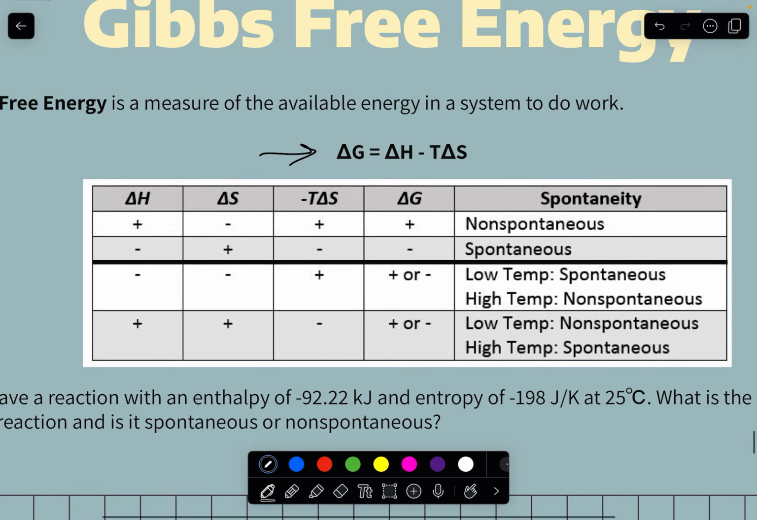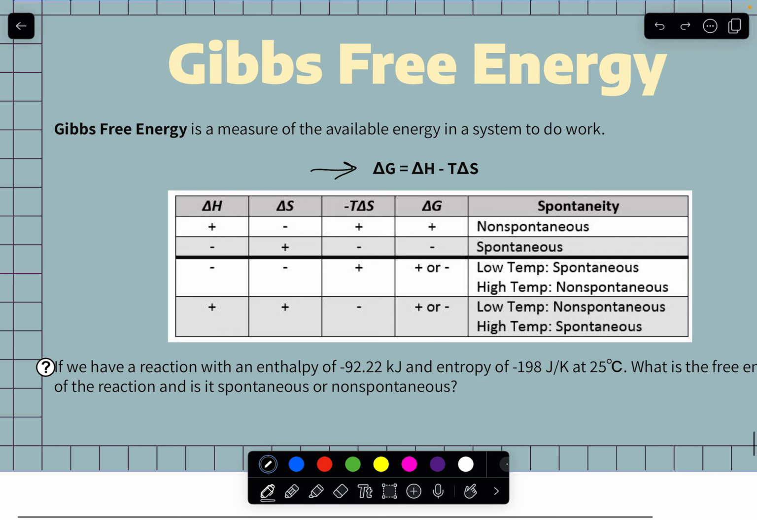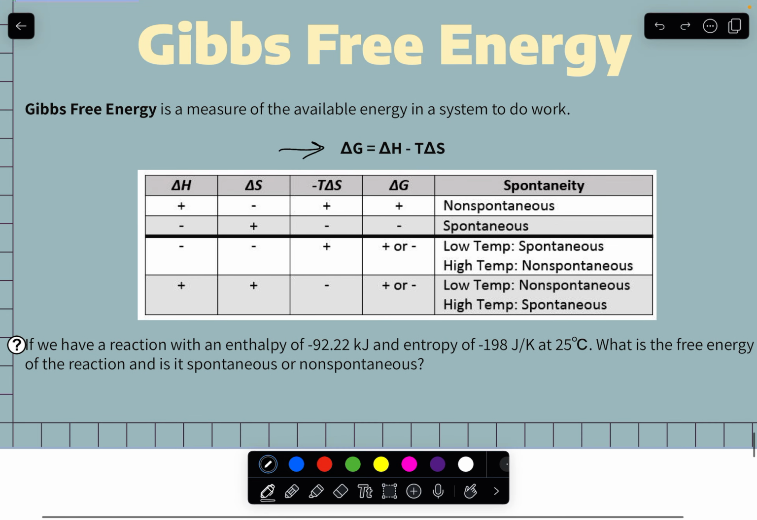So what this table does is, based on this equation, it shows you the delta H, delta S, that whole negative T delta S term there, and what their effects are on the delta G. Make sure you understand this table. That will come in handy with answering some questions about spontaneity. But let's go ahead and do this question at the bottom here.